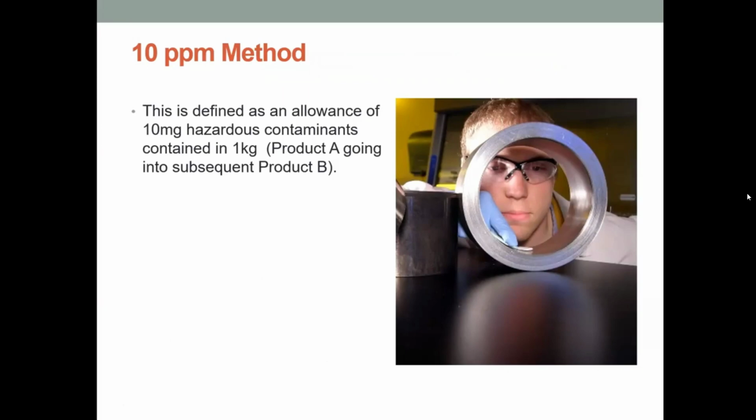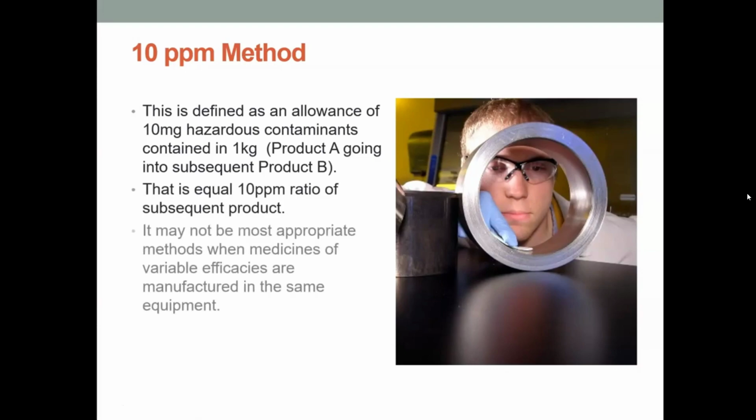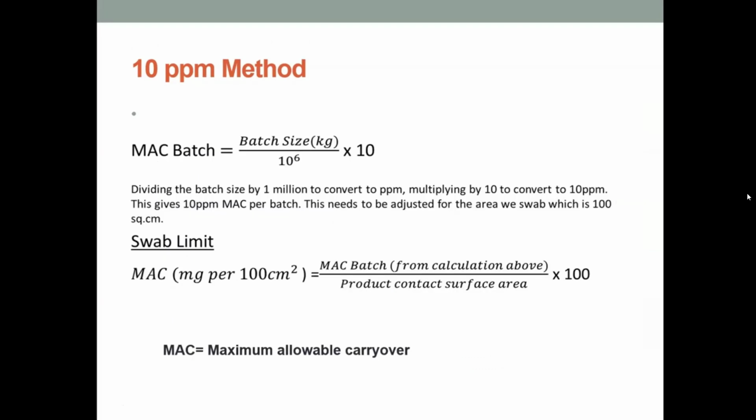The 10 ppm method. This is defined as an allowance of 10 milligrams of hazardous contaminants contained in 1 kg of product A going into subsequent product B. That's equal to a 10 ppm ratio of subsequent product. It may not be the most appropriate method when medicines of variable efficacies are manufactured in the same equipment. The calculation for a 10 ppm method is using your MAC, so your maximum allowed carryover.